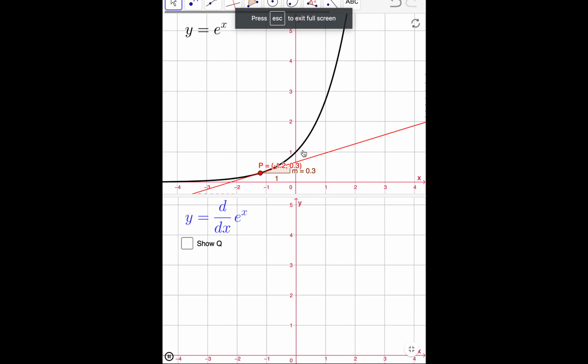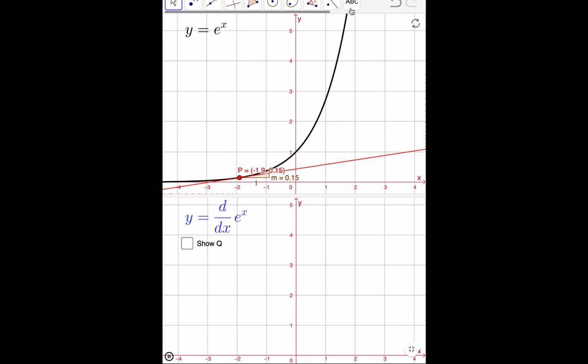All right, so we have e to the x right here. It's this black curve, and then this is my tangent line in red. As you look at it, the slope goes from a very small positive number and continues to get to a bigger positive number. It continues to go up and up and up. So down below here, we're going to graph the derivative of e to the x.